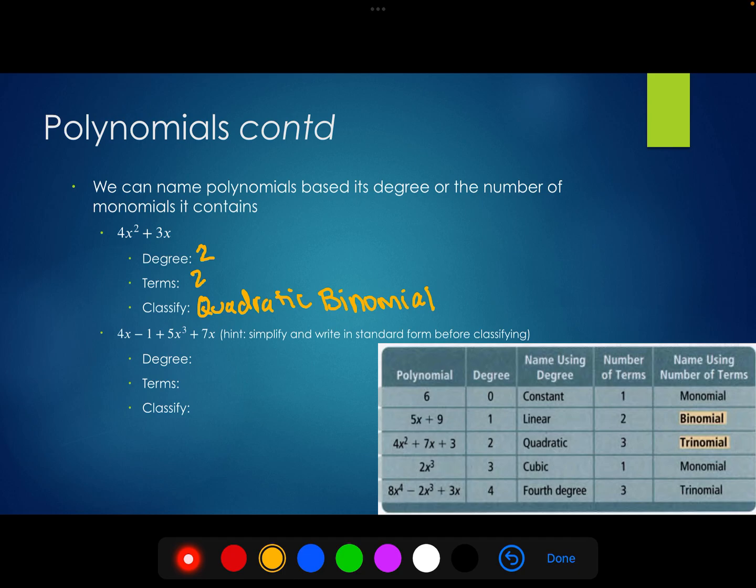And then we can do the same thing for this next example. So we have 4x minus 1 plus 5x cubed plus 7x. So a little hint, it says simplify and write in standard form before classifying. So go ahead, try this one on your own, pause the video, try it on your own, and then you can resume the video and see how you did.